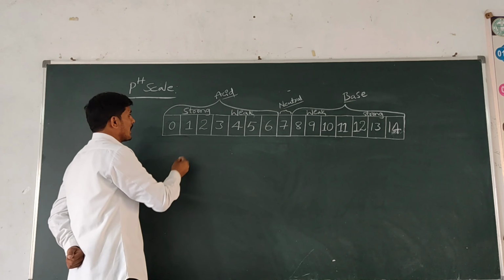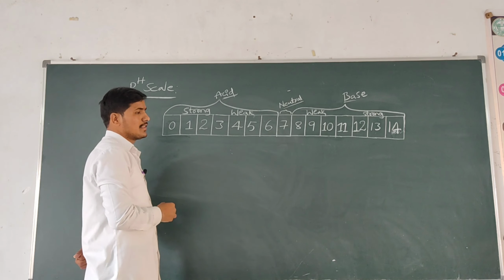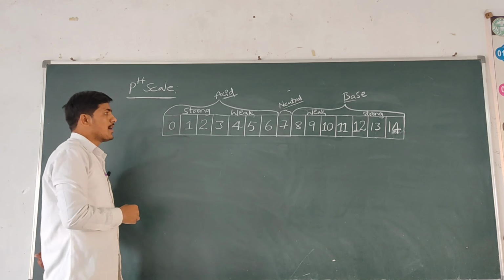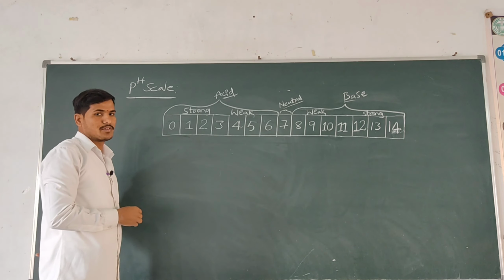Here again, acids are classified into two types based on their concentration of hydronium ions or hydroxide ions produced in a solution.